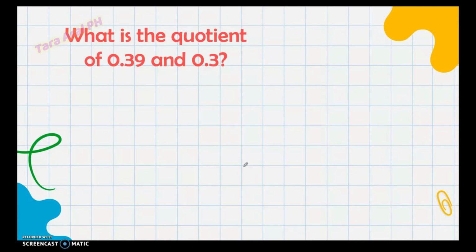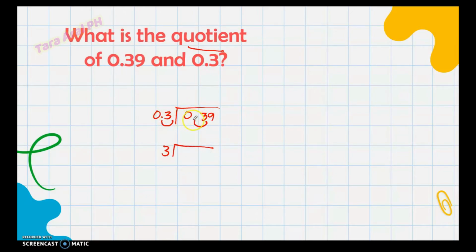Let's have this example. What is the quotient of 0.39 and 0.3? Remember that when you say quotient, that's the answer in division. So we are going to divide 0.39, this is our dividend, by 0.3. Now remember that you cannot divide if the divisor is a decimal number. You can only divide if it is a whole number. So to make this a whole number, we move 1 place. And since we move 1 place here, we also need to move 1 place here.